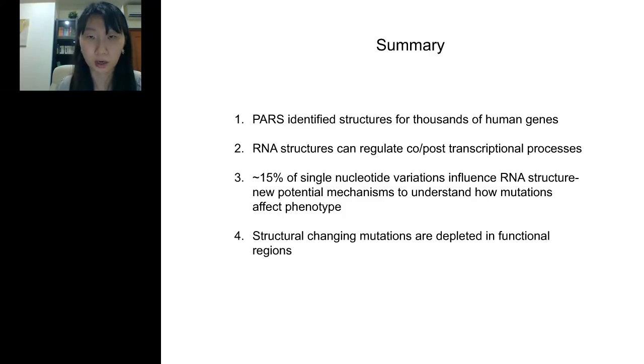So now one potential mechanism through which they can exert their function is through changing RNA structure. And what we notice is that many of these structure-changing mutations are depleted in functional regions, indicating that RNA structures are important in many of these functional regions, such that when RNA structures are disrupted by these mutations, the cells are less likely to survive, and hence these mutations are likely to be depleted.